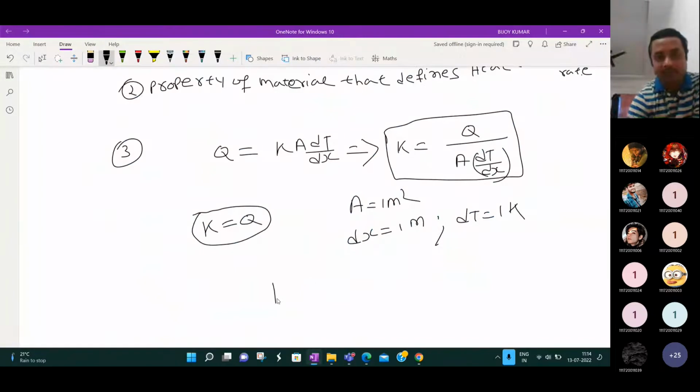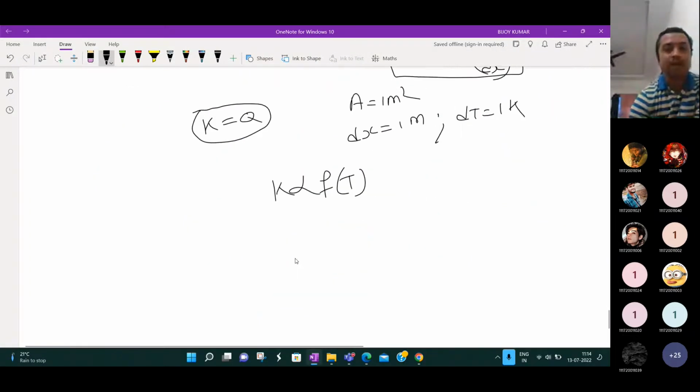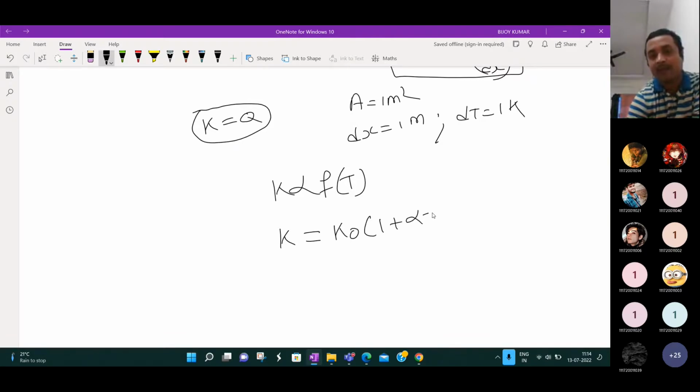the K value is a function of temperature. It means with respect to temperature, the thermal conductivity value is changing. So how will it change? The exact formula, which many scientists found after so much research, is defined as K0 into 1 plus alpha T plus beta T square.